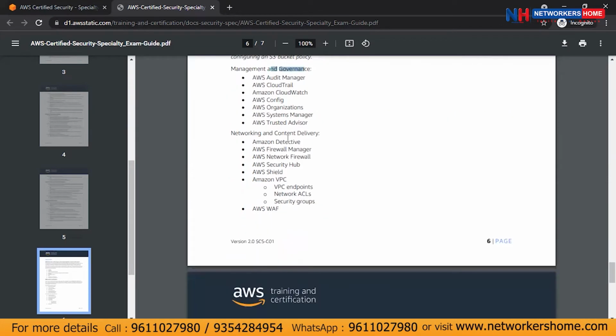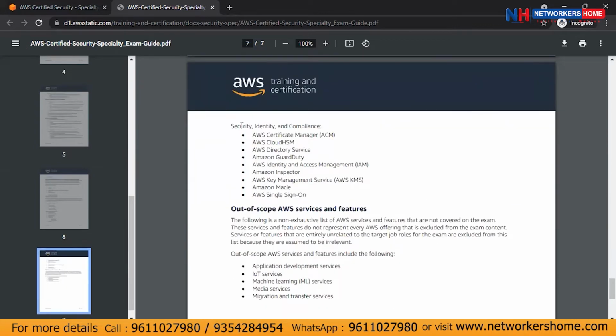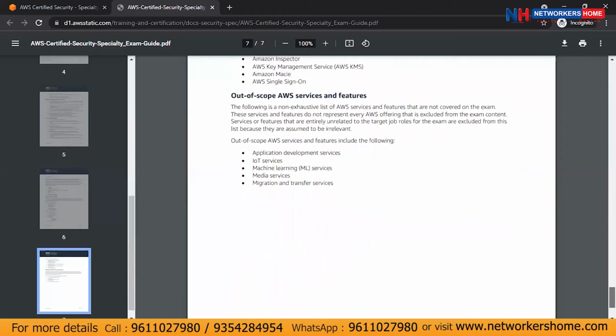And coming to the networking part, content delivery. So these are the services we see: Amazon Detective, Firewall Manager, Network Firewall, Security Hub, VPC, Web Application Firewall. And coming to security, identity, and compliance, these are the services we see: ACM, CloudHSM, Directory Service, GuardDuty, IAM, Inspector, KMS, Macie, Single Sign-On, Identity Federation. So these are the services we are going to cover.